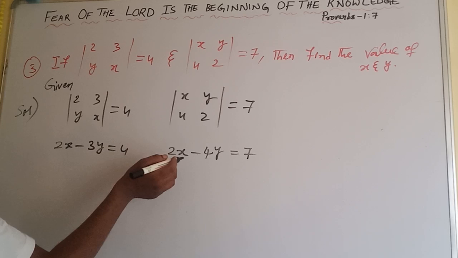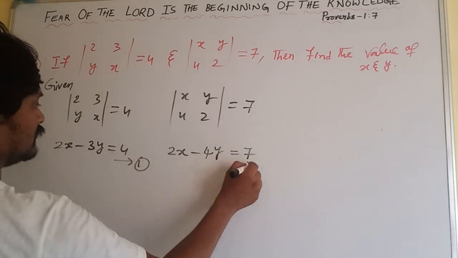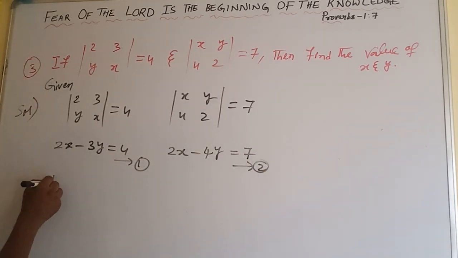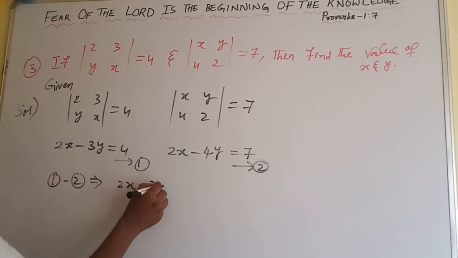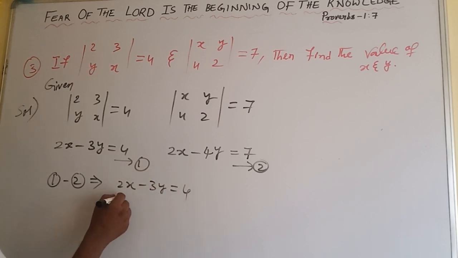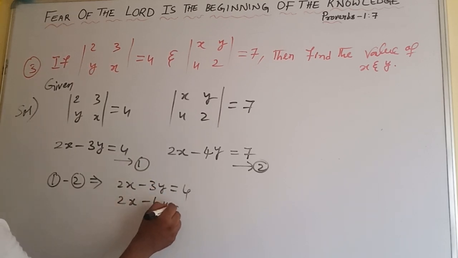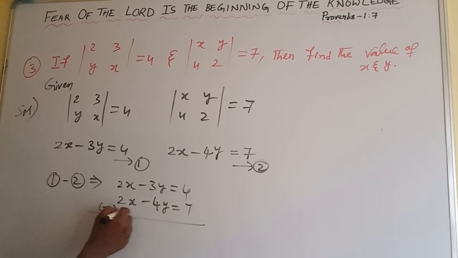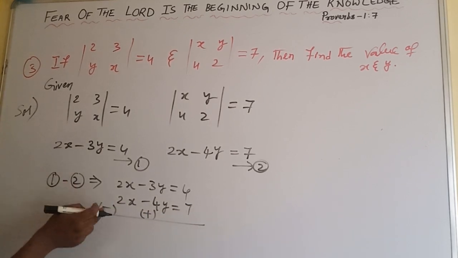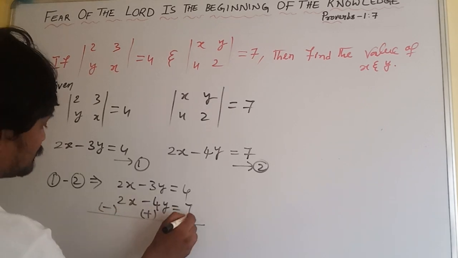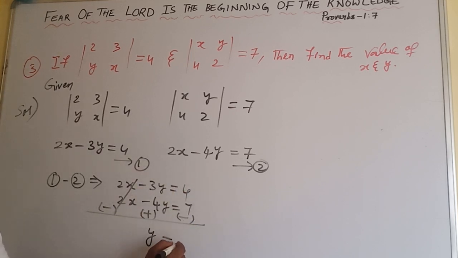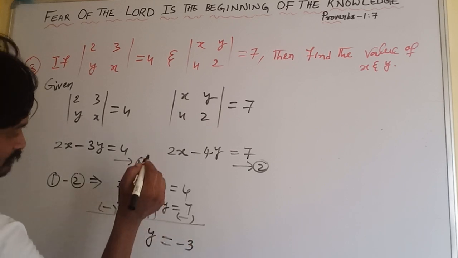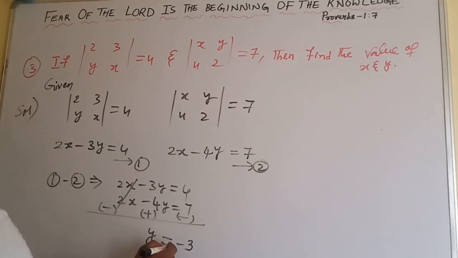And what I'll do is equation 1 minus equation 2. So 1 here, and this is your 2, now 1 minus 2. This implies 2x minus 3y is equal to 4, 2x minus 4y is equal to 7. The minus becomes plus, because when you are subtracting, signs will change. And here it is minus. Both get cancelled. 4y minus 3y is nothing but y. Minus 7 plus 4 is nothing but minus 3. So now y is equal to minus 3.